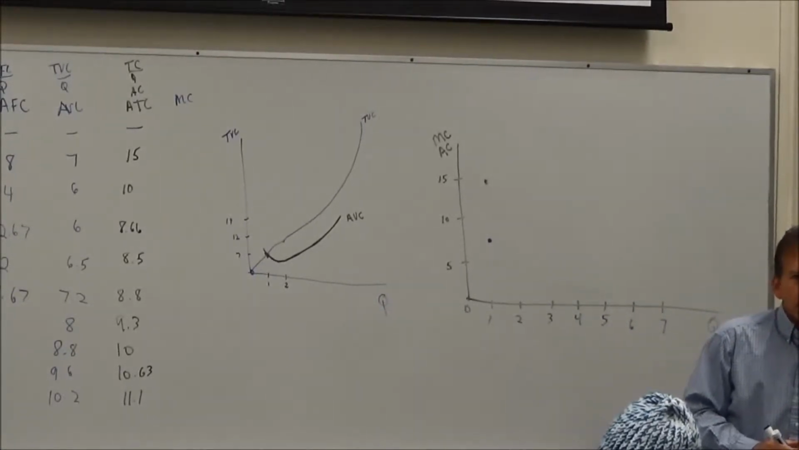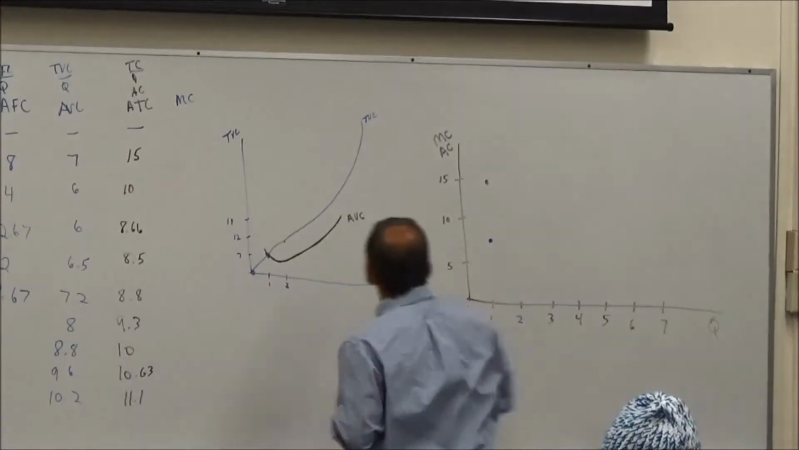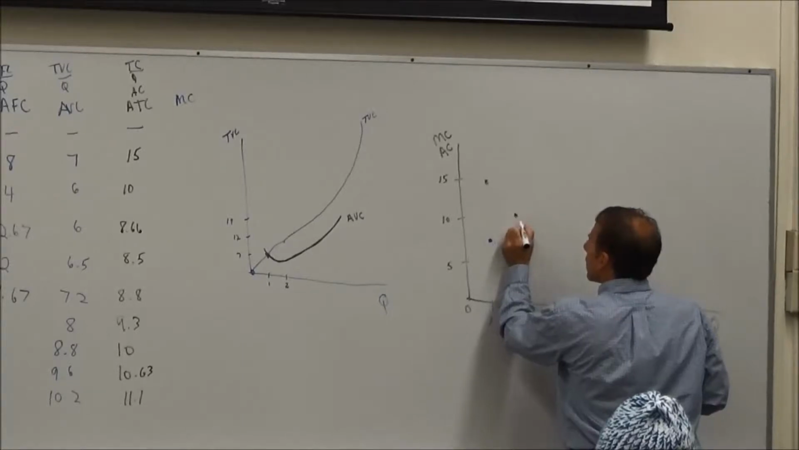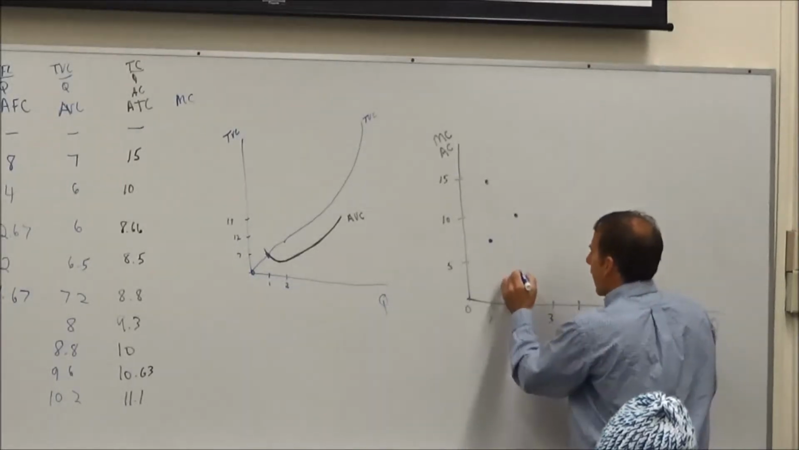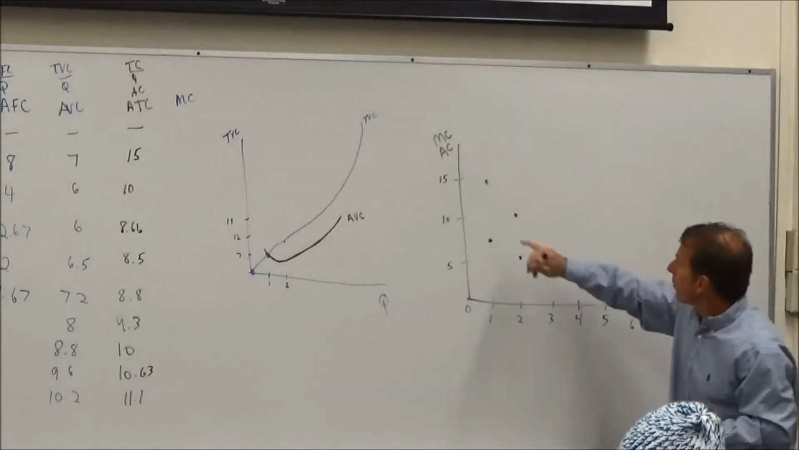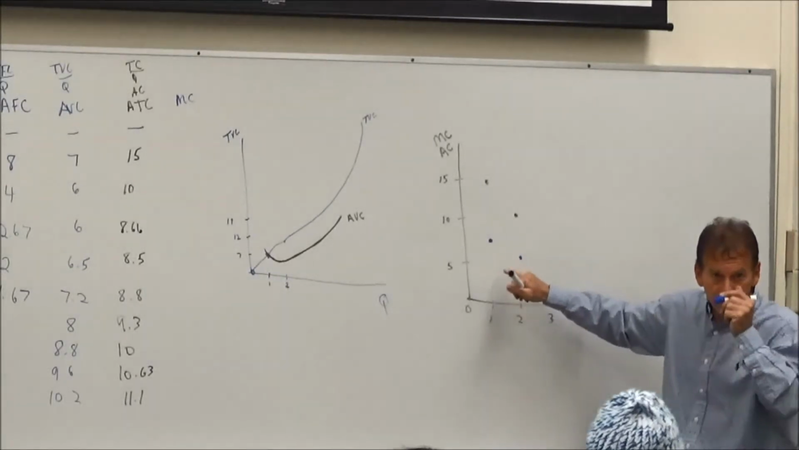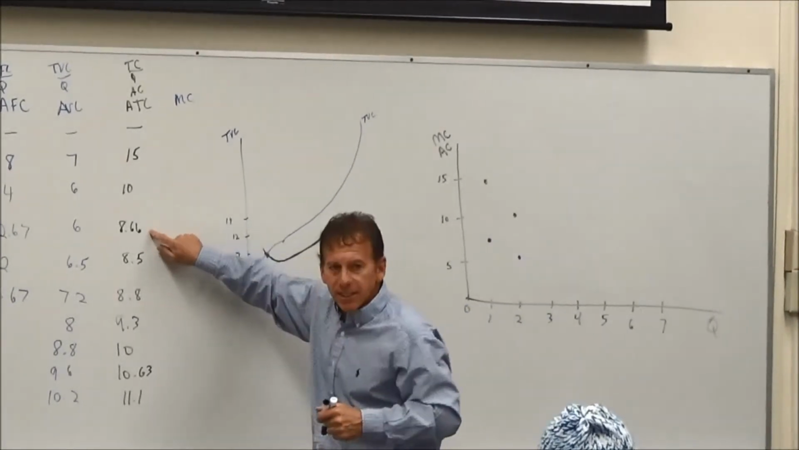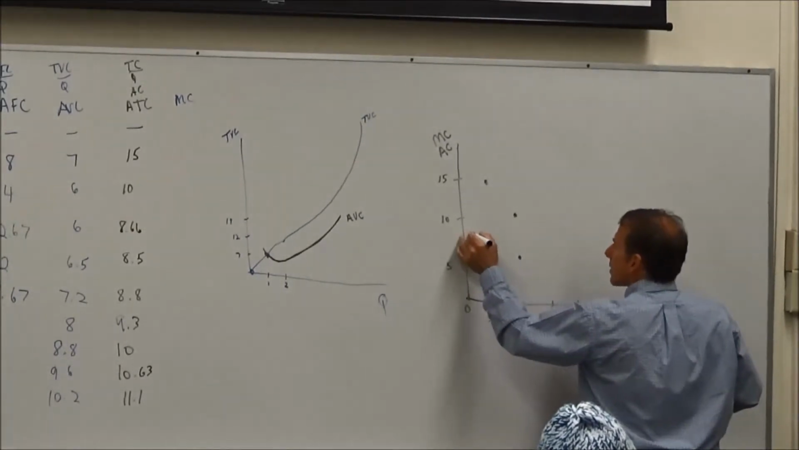Okay? The next one. The average cost now drops down to 10. So at 2, we're at 10. And at 2, what's the marginal cost? 5. So they're both falling right now. When the average is falling, the marginal is falling at the same time. So the marginal falls first, and then the average follows that. The third one would be 8.66. So that would be about right here.